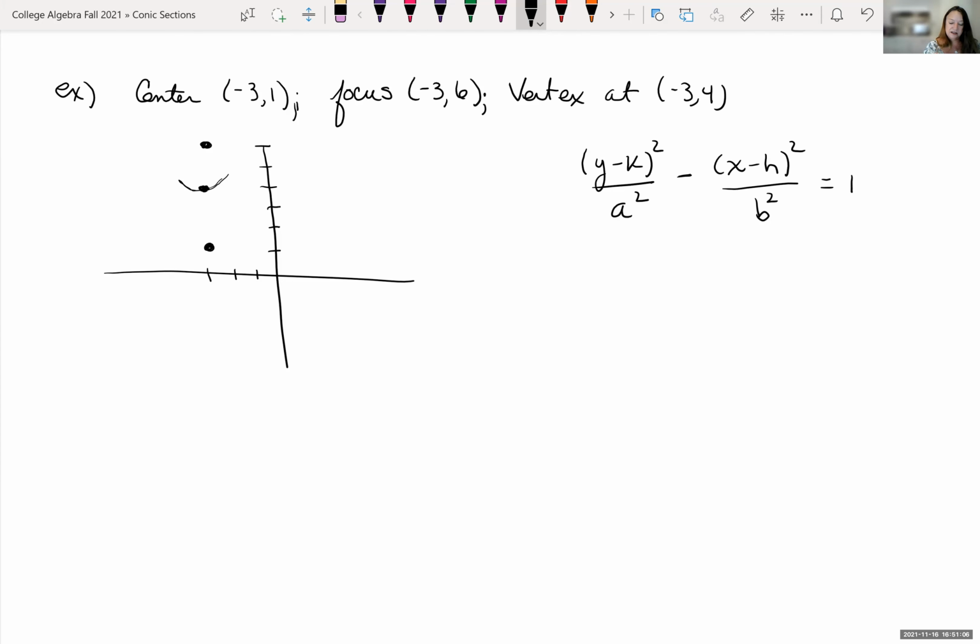So let's look at what we know so far. We know the center. We know that we're going up a to get to this vertex. So if we're going from positive 1 to 4, that has a distance of 3. So we know that our a value in here is 3, which means that a squared would have to be 9.